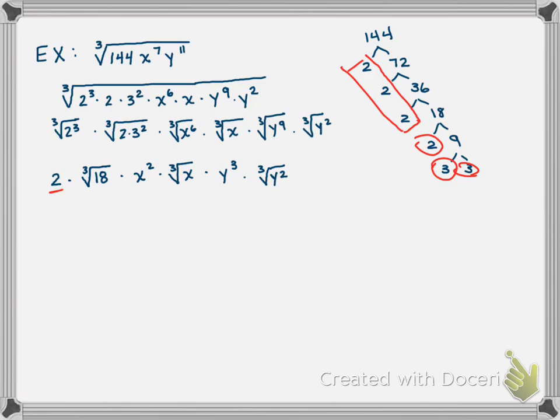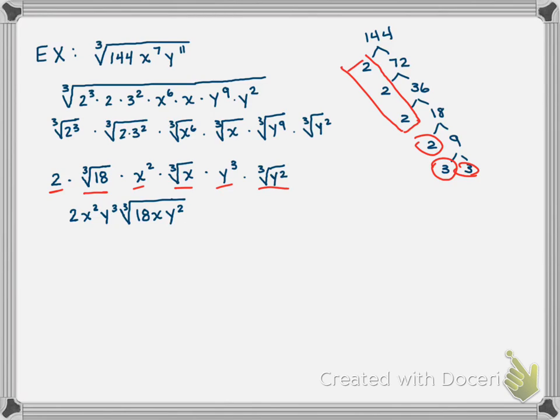So we'll take everybody that is not inside a radical. It gives me 2x squared y to the 3rd. And then times the cube root of, we have 18x and y squared. So 18x y squared.